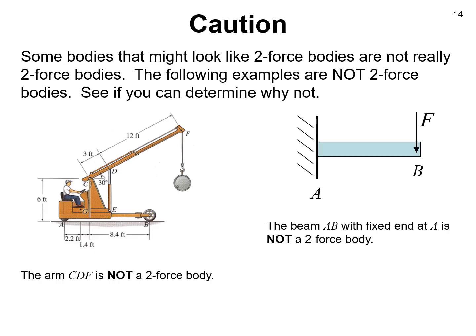Couple of cautionary points. Sometimes a body looks like a two force body, but it really isn't. Suppose I look at this arm in the crane, CDF. Can you see why that is not a two-force body? I'll give you a hint. Imagine you isolate that arm away from the rest of the structure. Can you see now why that is not a two-force body?